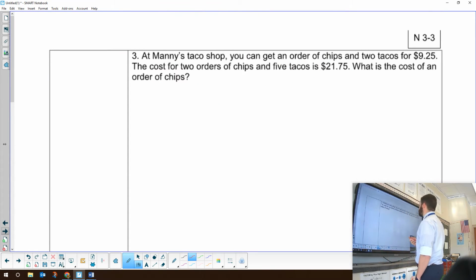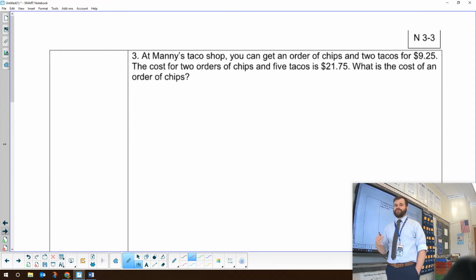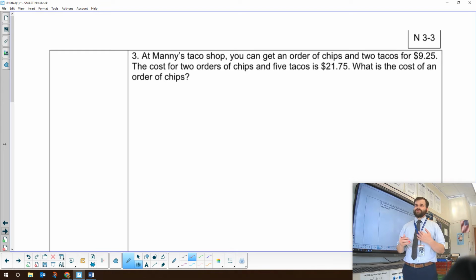Okay, now let's turn the page and let's take a look at number 3. Number 3, this is 8 word problems. This is our very first word problem. So I'm going to be trying to teach you some skills to be able to break down these word problems.